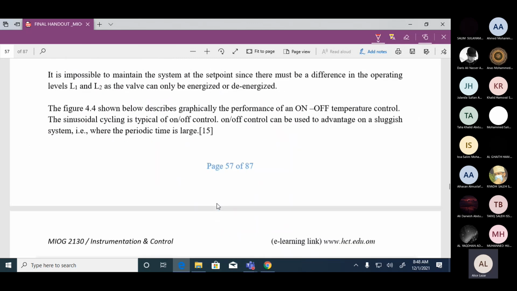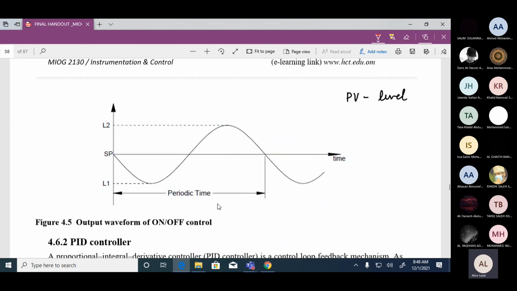Now, from here, we are going to draw the graph for the process variable with respect to time. The line in the center is the set point. This is the value at which you want the level to be kept constant. But we have two extremes. One extreme is L1 and the other extreme is L2. And the process variable is cycling.